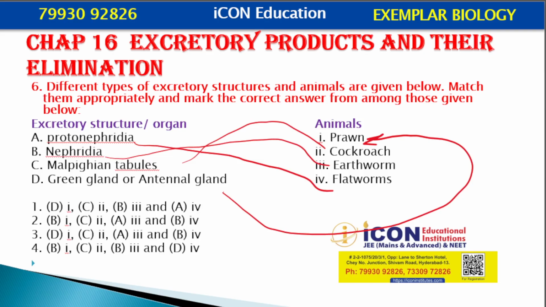So let's start. Protonephridia, as we said, fourth option, A4. Where do we see A4? A is given as 4. Here it is: D1, C2 and B3. So what is our answer here? First option. Is it correct? D1, okay, C2, okay, B3, okay, A4, correct.